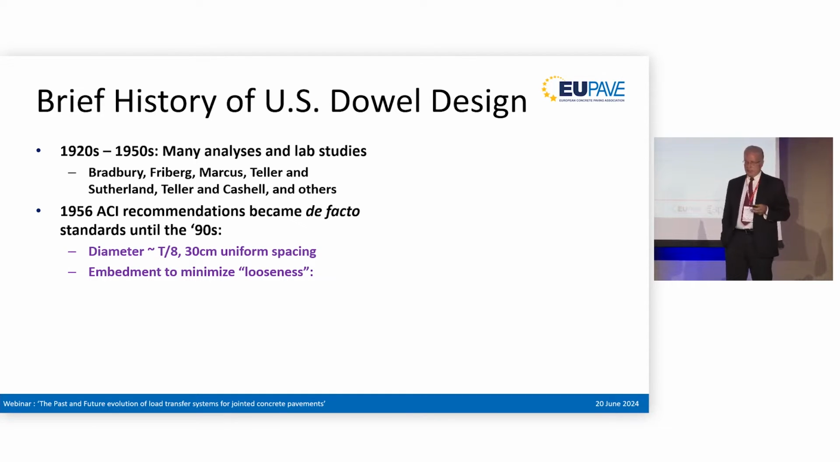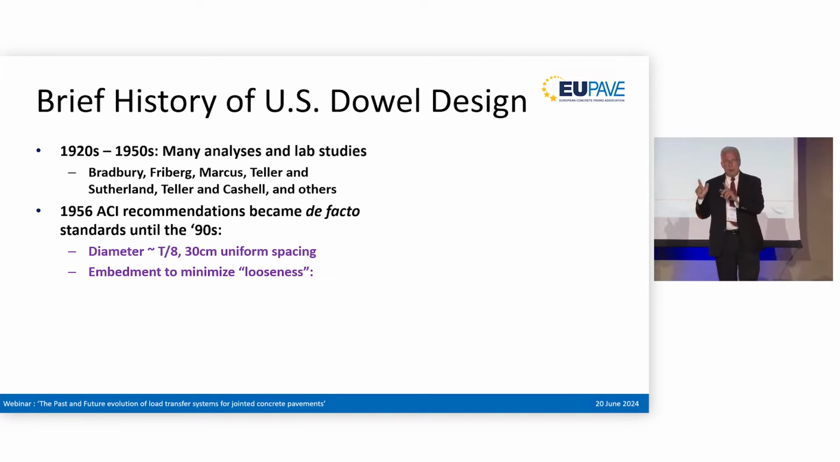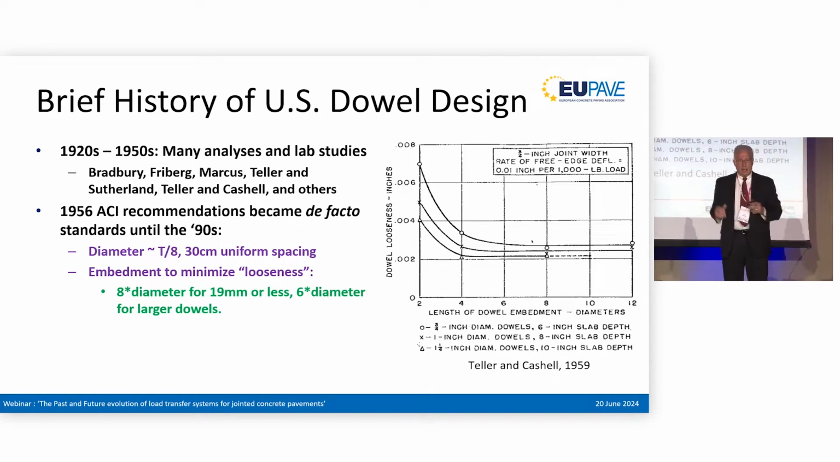And these designs essentially ended up with dowel bar diameter being 1/8 the thickness of the concrete slab, and about a 30 centimeter spacing uniformly across the entire joint width, with sufficient length to make sure that the dowel bars were embedded in the concrete enough that they would have very little looseness, or very good load transfer, if you will.